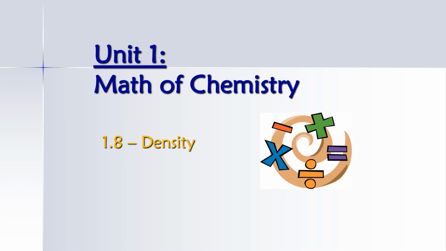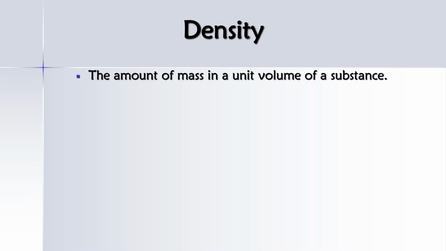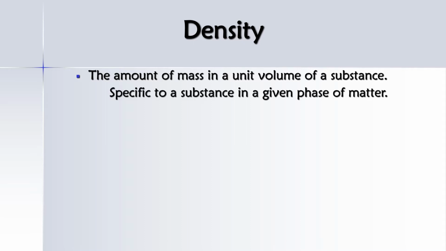Today we will be talking about the last topic of this chapter, which is density. So density is basically the amount of mass in a unit volume of any substance. Okay, so how much mass do we have in a specific volume of a substance gives us the density of that substance. It is specific to every substance out there. So every substance has a different value for density, and it also depends on the phase of matter, so whether it's a solid or a liquid or a gas.